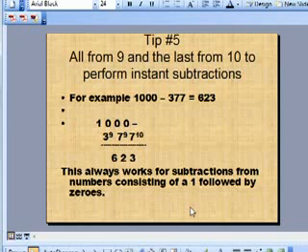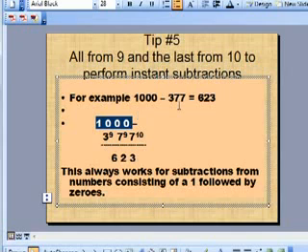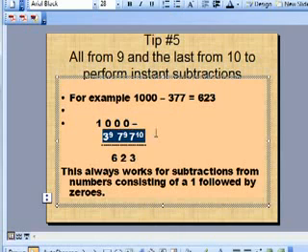Okay, now another tip, number 5: all from 9 and last from 10 to perform instant subtractions. This always works for subtractions from numbers consisting of 1 followed by zeros. Take an example, 377. We have to subtract 377 from 1000. So what we are going to do here is all from 9 and last from 10. So I'm going to subtract 3 from 9, 7 from 9, and the last number from 10.